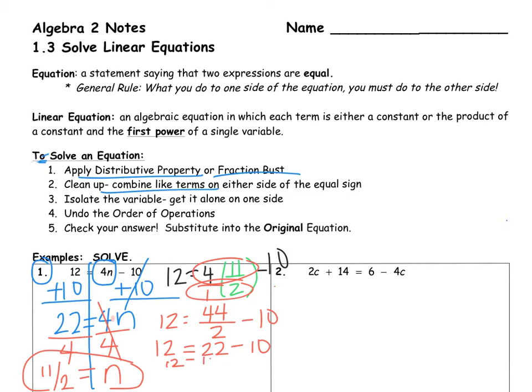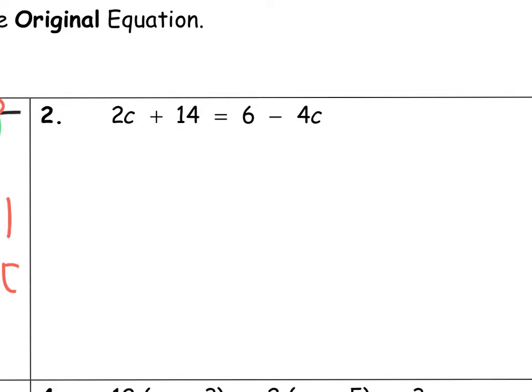So that tells us that the equation's balanced. Okay, so looking at number 2, on this one there's no distributive property of fractions. We don't have to clean up or combine like terms on both sides of the equations, but we do notice that we have variables on both sides. So I have to isolate my variable. I figure out which side I want to get my variables on.